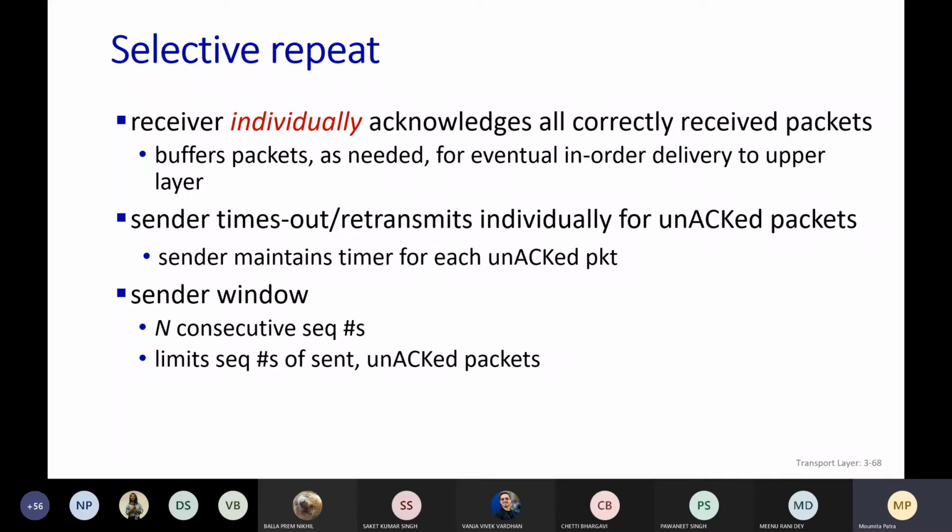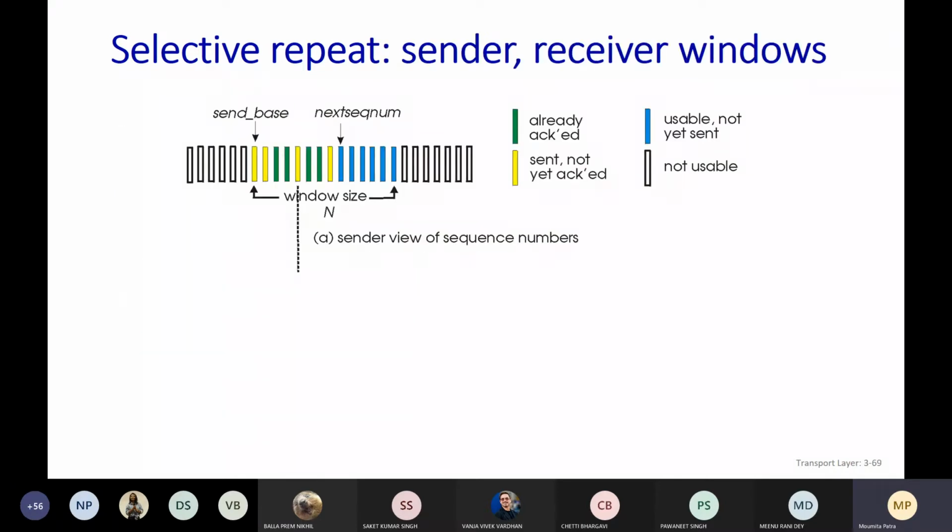Okay, so there's a sender window in the selective repeat protocol, which is, as we had in Go Back N also, of size n. So we have n consecutive sequence numbers. Now there will be a limit to the sequence numbers of the sent packets and to the unacknowledged packets. We'll see how the sender and receiver windows work in case of selective repeat.